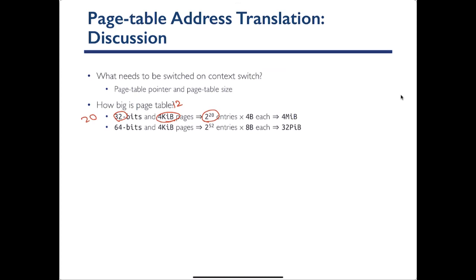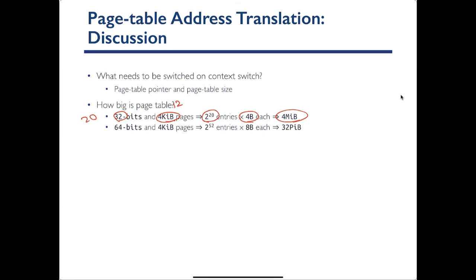Let's assume that each entry is 4 bytes. Each entry in your page table is 4 bytes. That means that your page table size is going to be 4 megabytes. This is not bad, although it's huge, but it's manageable, right? So each page table is going to be 4 megabytes. That's fine, sort of. It's still huge, but sure.